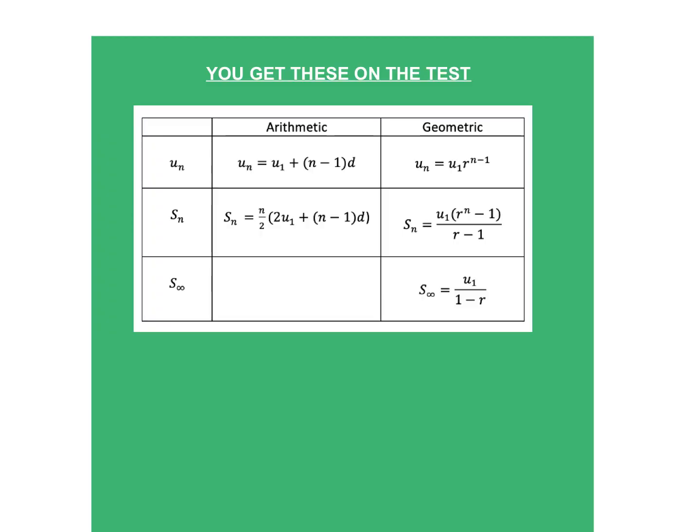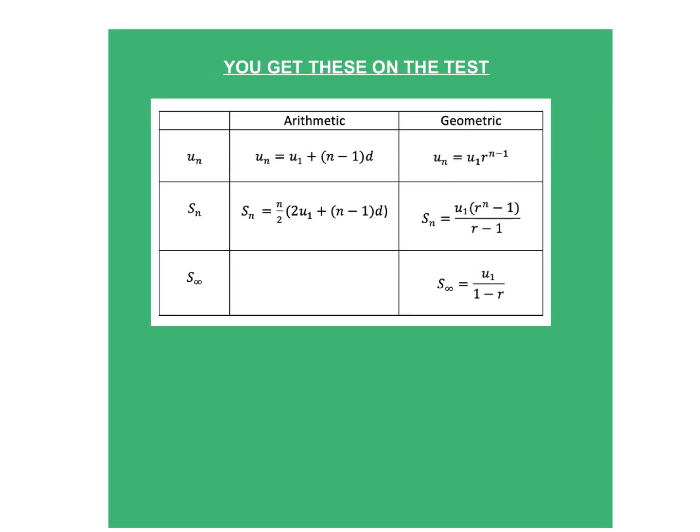Here are the formulas that we're going to be given on the summative. We just need to know what these formulas allow us to find so that we can decide when we want to use them, as well as what these variables represent so we know what values to plug into the formulas.